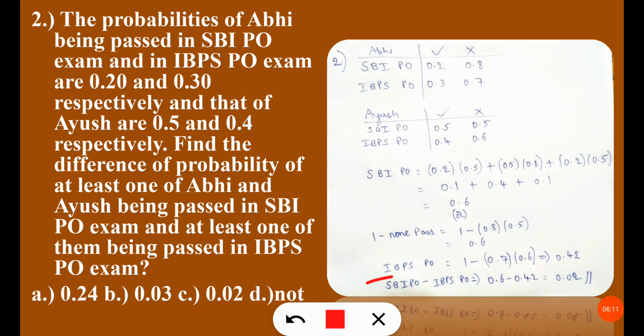In the same way, for the IBPS PO examination, 1 minus none pass. In IBPS, Abhi's failure probability is 0.7 and Ayush's failure probability is 0.6. So we will multiply both of these, 0.7 into 0.6, that equals 0.42, and 1 minus 0.42 equals 0.58. Option C is the correct answer. I hope you understood this problem.